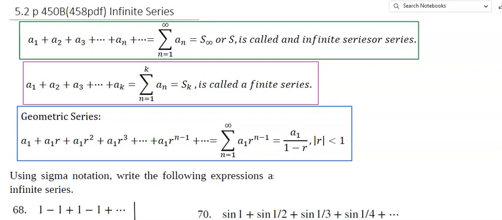Section 5.2 talks about infinite series. A series is the sum of the terms of a sequence. We have some of those that are finite, so you add from 1 all the way to k, and this symbol right here stands for the summation notation, or simply summing those up.